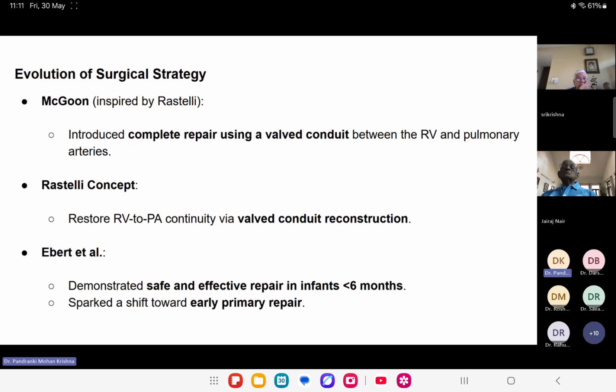And then McGoon, inspired by Rastelli, introduced a complete repair using a valved conduit between RV and PA. So the Rastelli concept is to restore RV to PA continuity via valved conduit reconstruction. And then Barbero-Marcial et al. came, demonstrated safe and effective repair in infants less than 6 months, and then started the early primary repair.